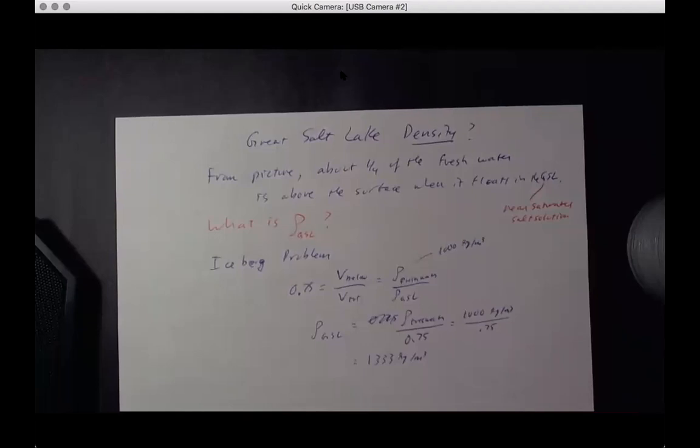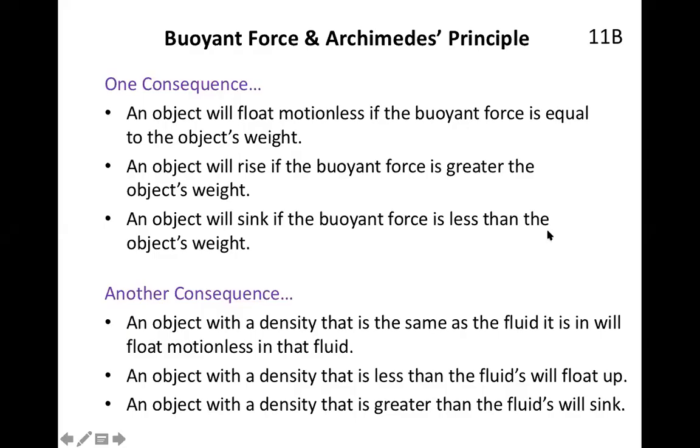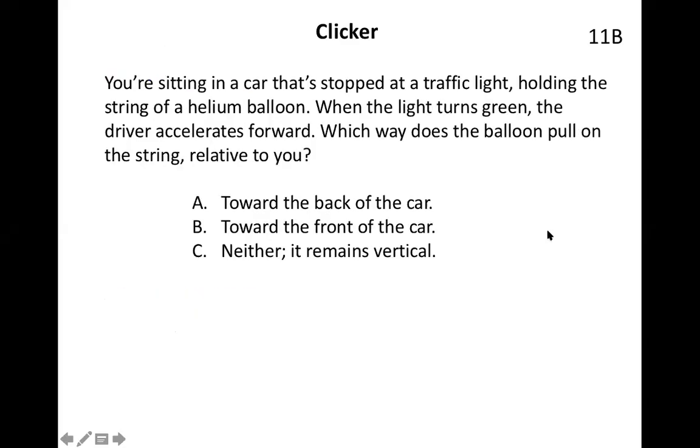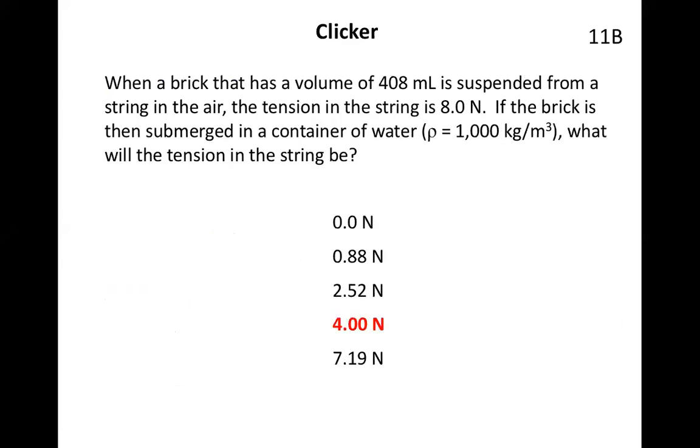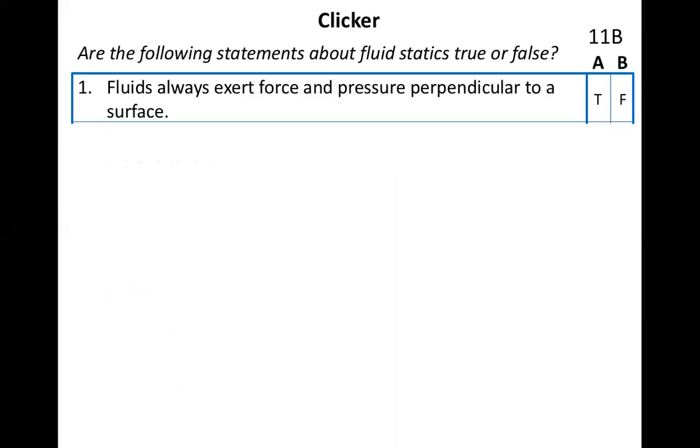So let's then go back to the PowerPoint. And our PowerPoint, what happened to our PowerPoint? This one here. Okay, so here's our PowerPoint, and front of the car, and we did the 4, and we did the 10.5%. Here's a bunch of questions for you.